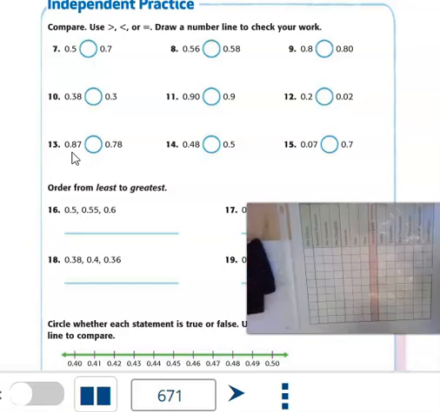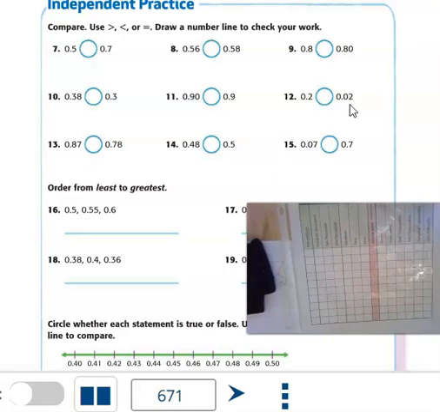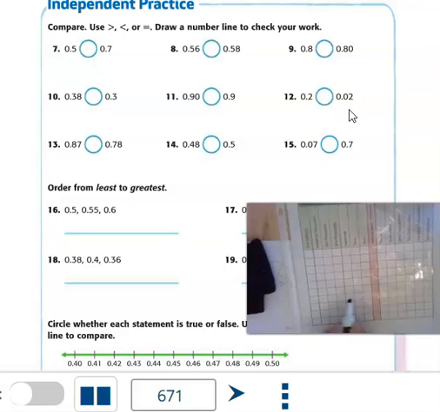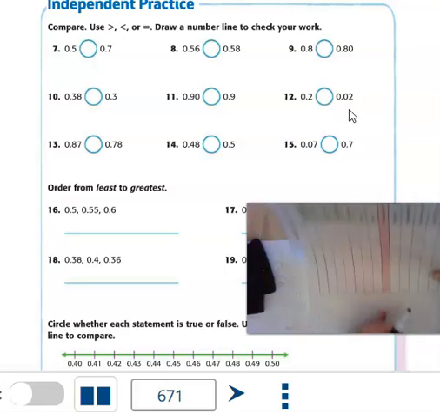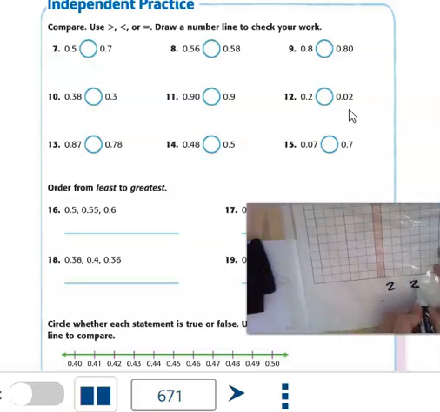Okay, I want to look at number 12. So they're looking at 2/10ths and 2/100ths. You want to look and see, let's get this, 2 and 2, and say they're equal. But because one is 2/10ths and one is 2/100ths, they're going to go in different places in my place value chart.